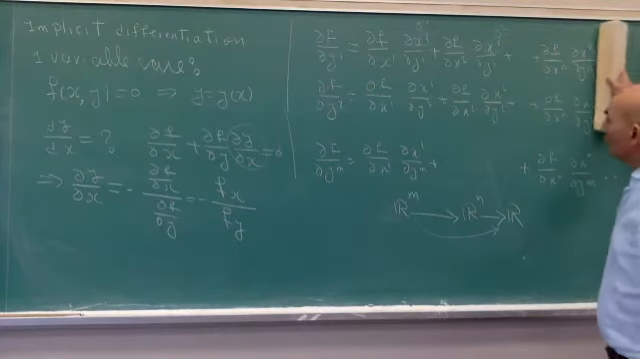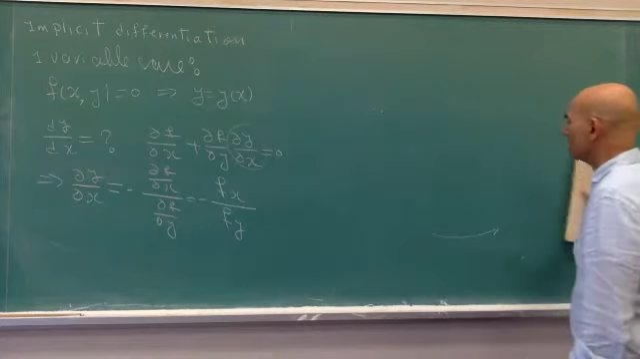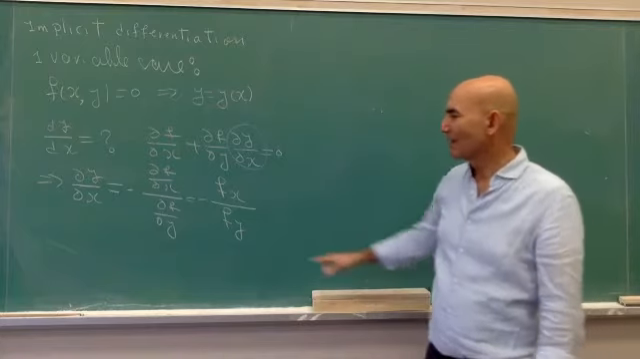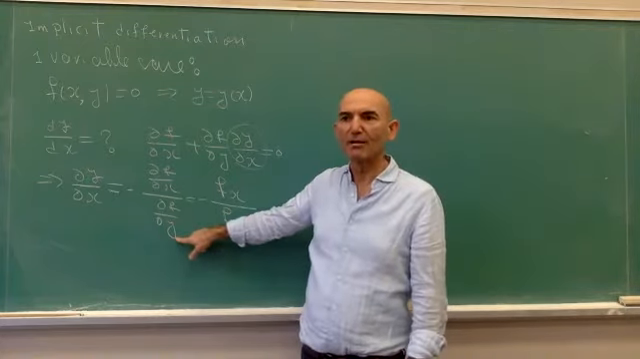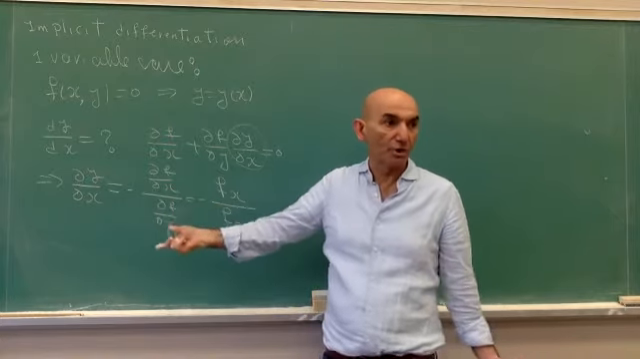Of course, this is given under a condition. What is the condition to do this? You have to be able to divide by df/dy. If this is 0 at some point, you cannot divide, and then we are in trouble.